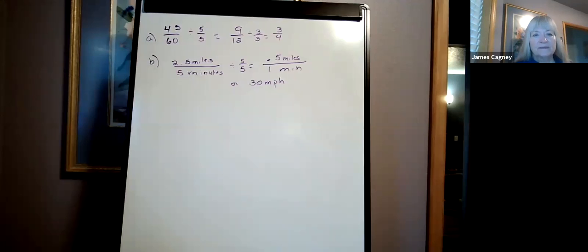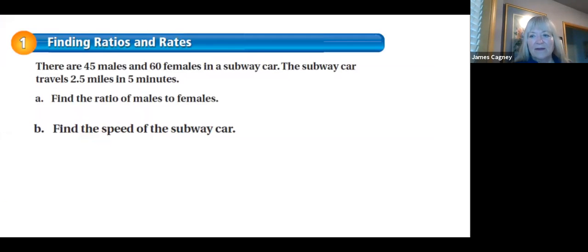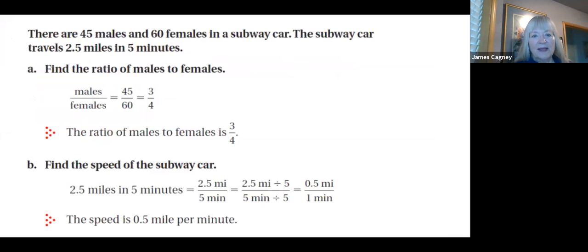So whoops, picked the wrong one. Let me go back to the smartboard. Okay, and here is the answer, 0.5 miles per minute. We were right there. Oh, it was males on top. Sorry, I think I said females. So there were 3 males per 4 females. And we got them both right. Yay, I always like to check.